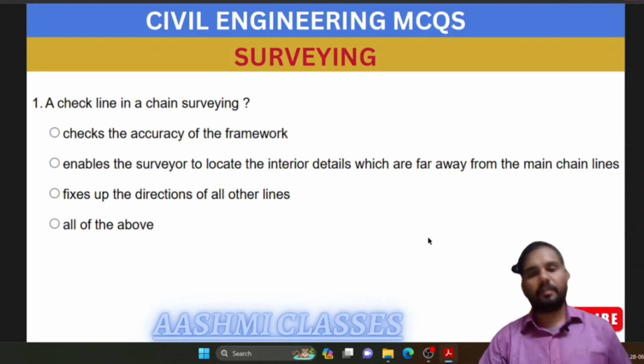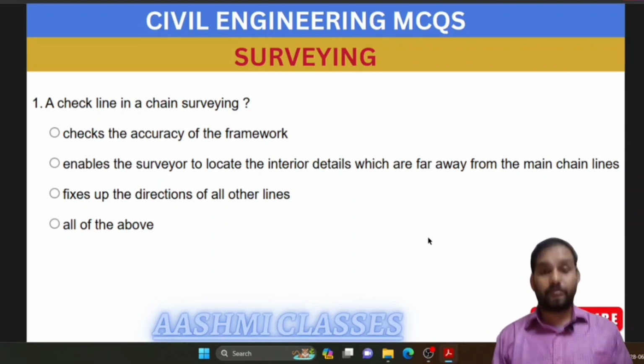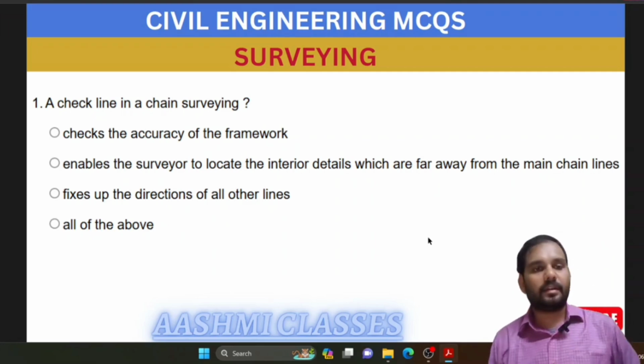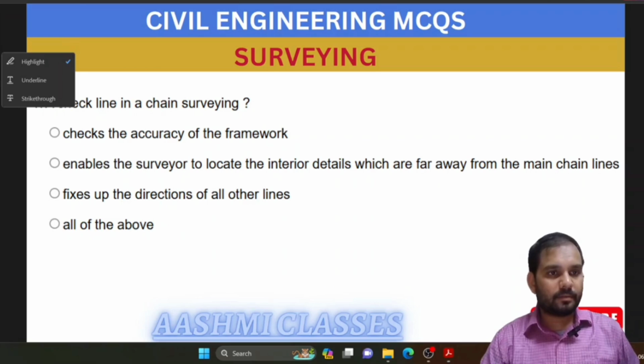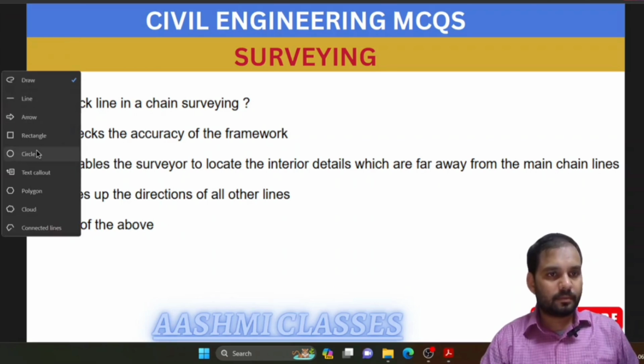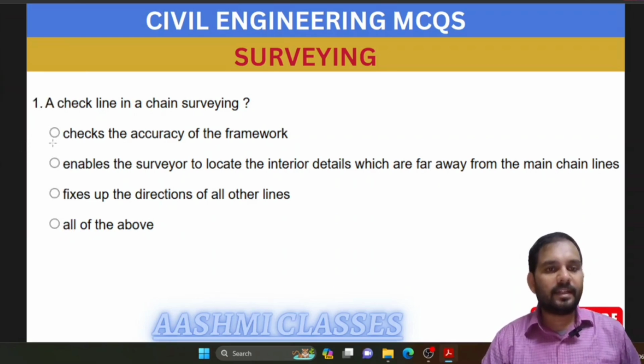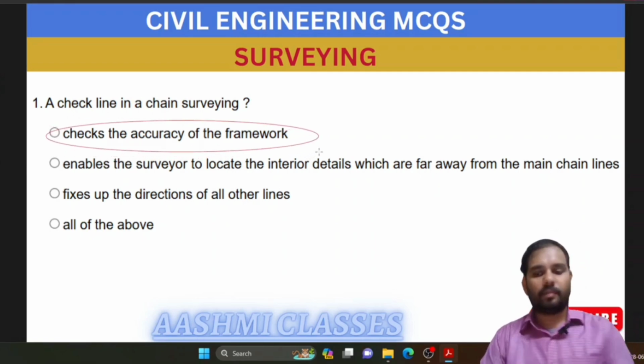Our today's topic of MCQ is surveying. So we'll be dealing with all the questions related to surveying. So our first question is: a check line in a chain surveying checks the accuracy of the framework.